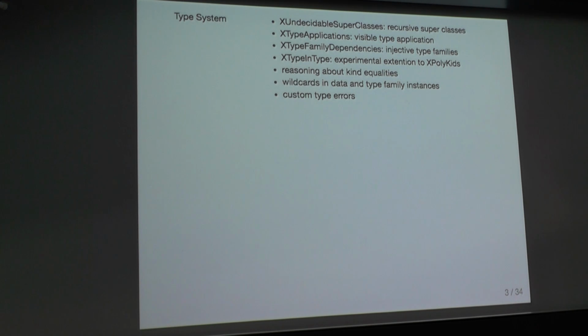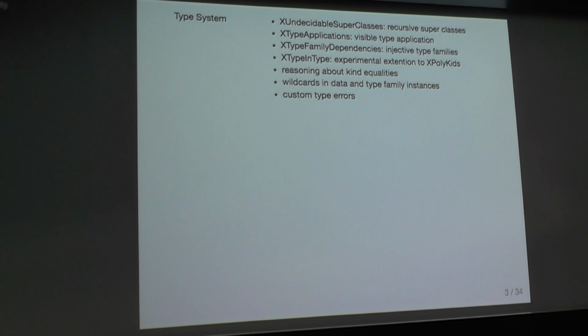TypeInType: this flag enables a whole set of features. It's an extension to PolyKinds. I have a typo here, so this is PolyKinds, which was the first step to have polymorphism on the kind level. So it's really all about type level programming here. TypeInType is just the next step, and it's highly experimental. You shouldn't use it unless you know how to debug the compiler itself.